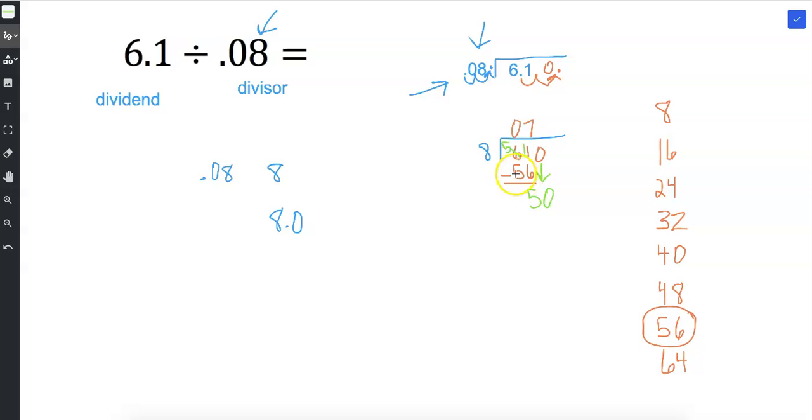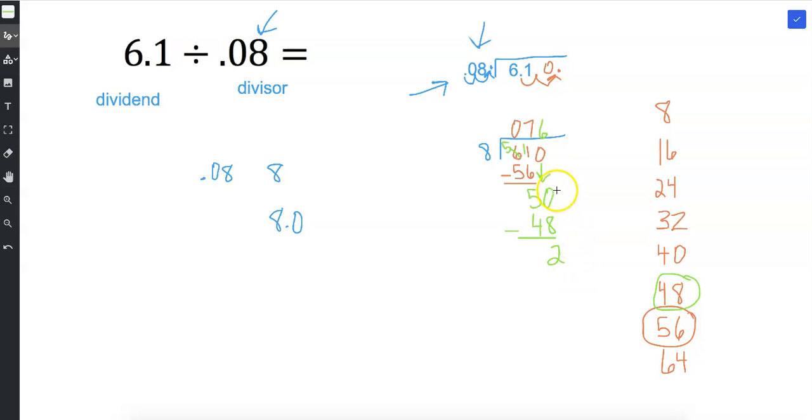Now I can ask the question, how many times does 8 go into 50? Well, let's look at our list. 56 is too much, so in this case the right choice is 48. So that would be 1, 2, 3, 4, 5, 6 8s. So 8 goes into 50 6 times. 6 times 8 is 48. So I write 48 below 50, and then I subtract, and I get 2, which means the problem is not yet finished.